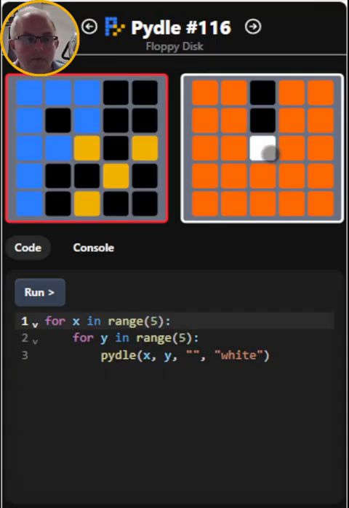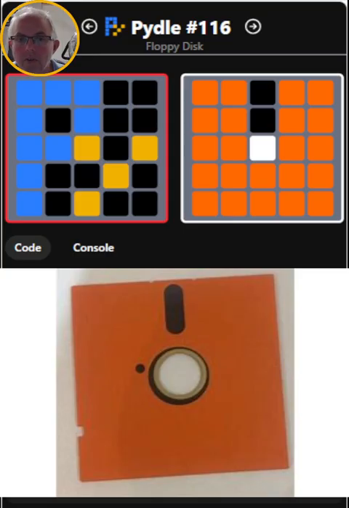Yesterday's Pydle was a floppy disk. Now, for those of you who don't know what that is, there's a picture of a floppy disk. This is a 5.25 inch, so older, it was around in the 80s when it was used.